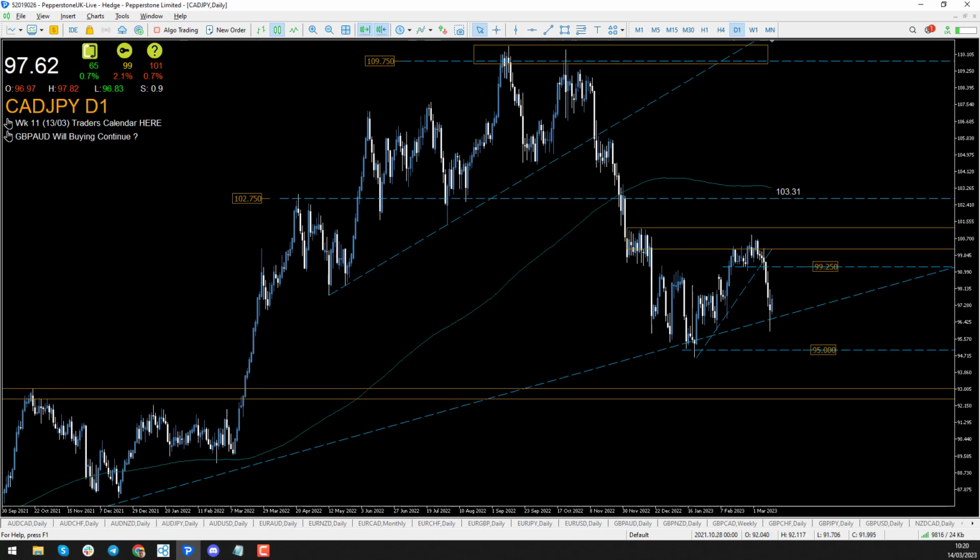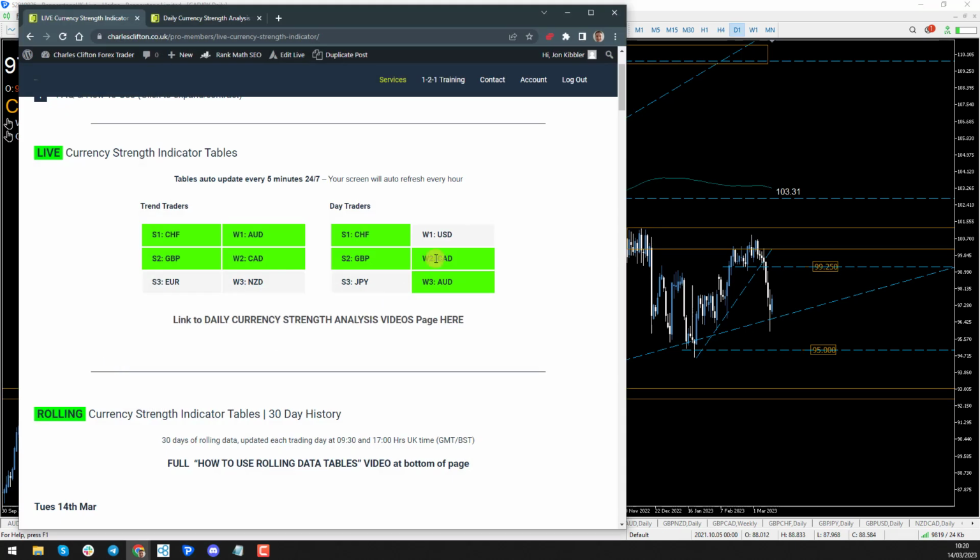That's CAD yen. Although the yen isn't highlighted in green, the risk and volatility in the market at the moment has led to the Japanese yen getting stronger. So can that continue essentially?